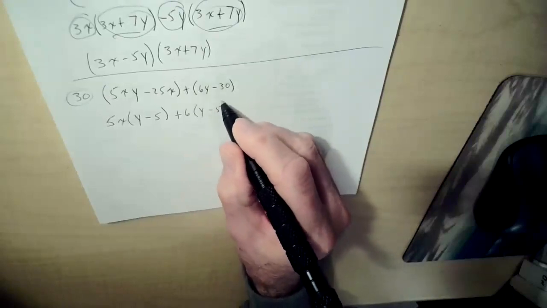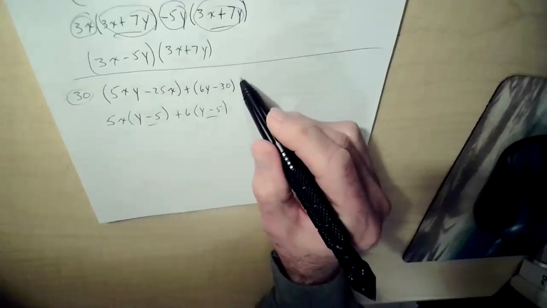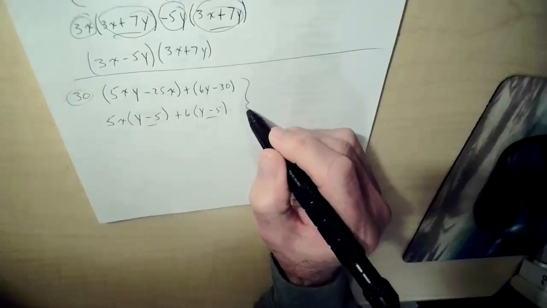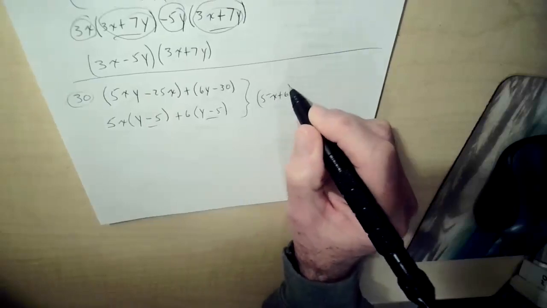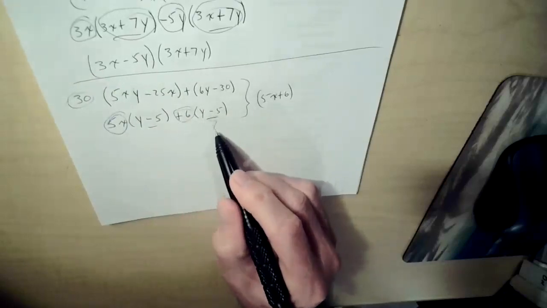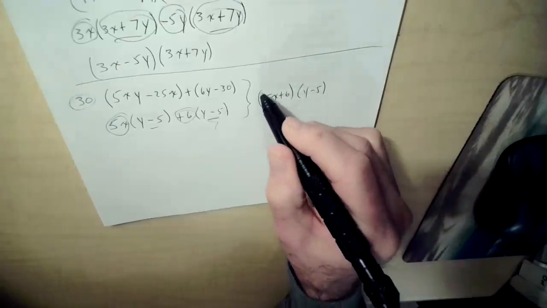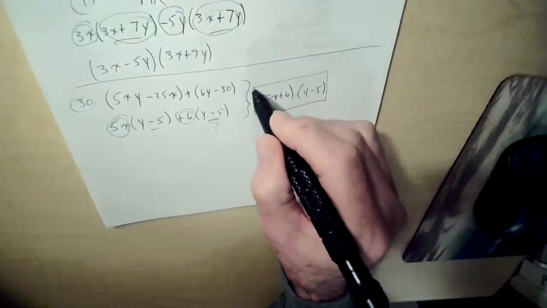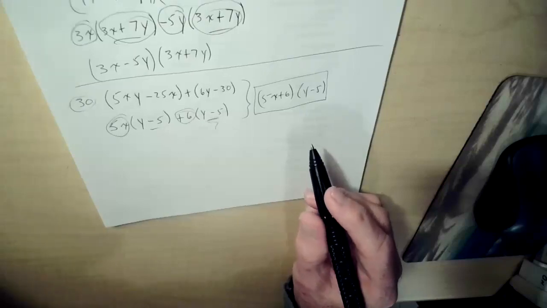That's right. Now what can we factor out of here? 6. Y minus 5. Again, these two terms are the same. So our factors here are 5x plus 6, and y minus 5. Right? Right.